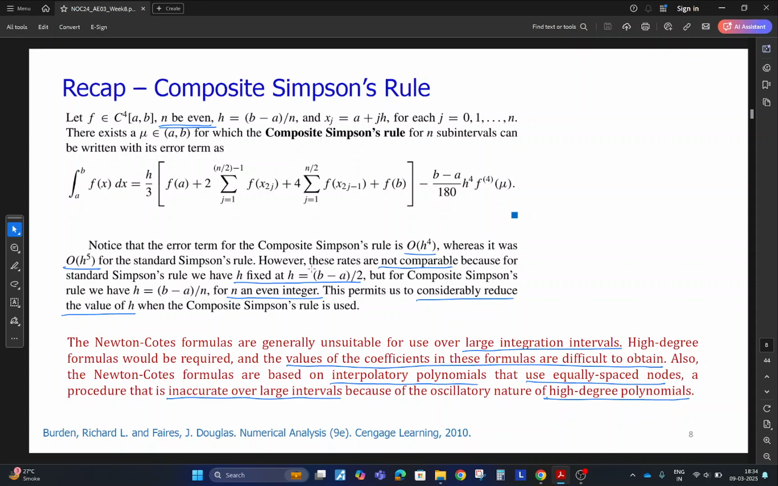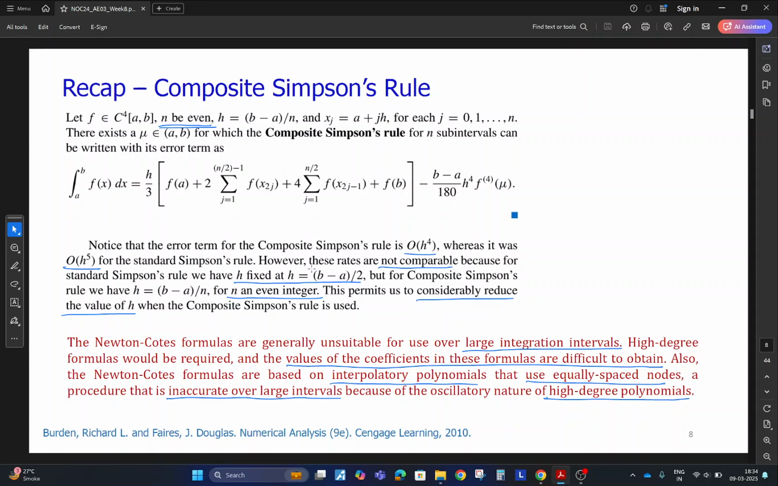However, a direct comparison of these error metrics does not give us the complete picture, and it's not fair because for the standard Simpson's rule we have the value of the step size fixed, and this fixed or constant step size is simply (b minus a) by 2. However, for the composite Simpson's rule we have h equals (b minus a) by n, and thus the step size we have here, of course n being even, is far smaller. Thus this very small quantity raised to a higher positive power, or the same positive power, will result in a far smaller quantity.